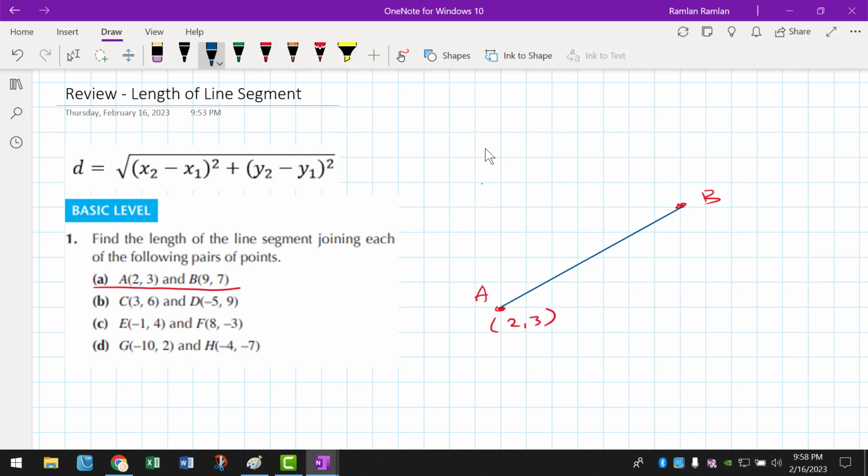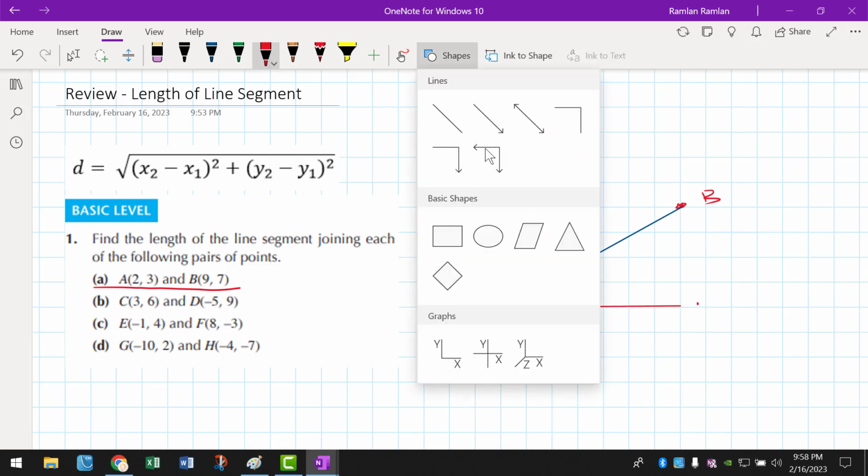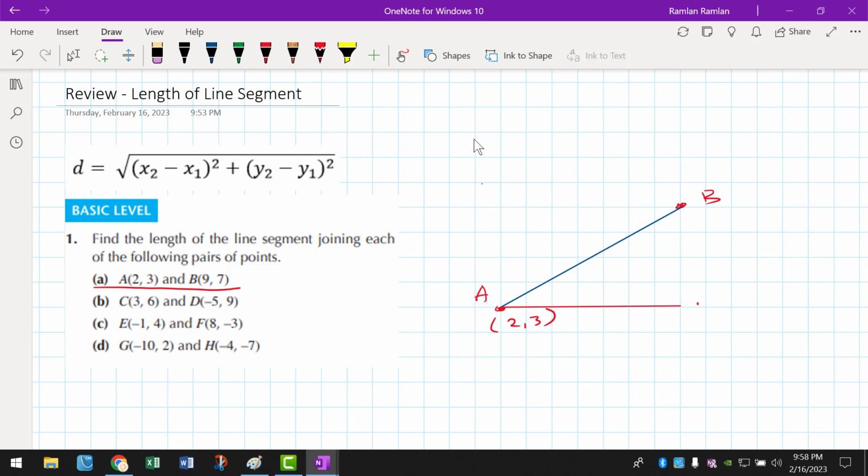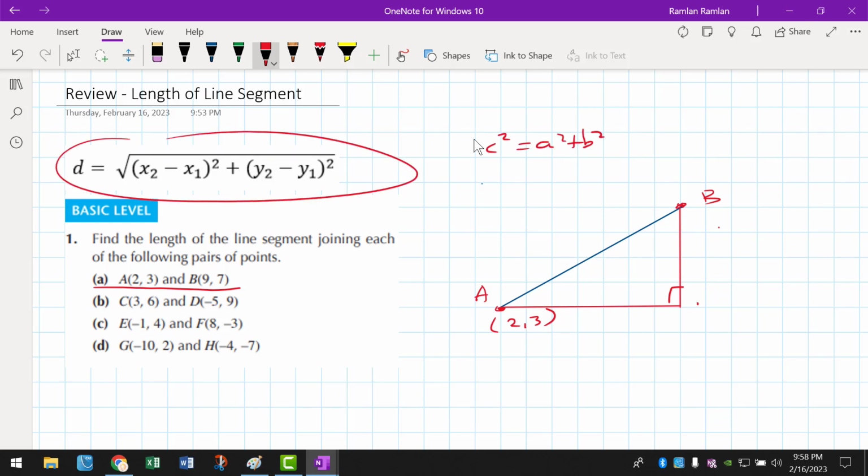Basically, guys, if you understand the Pythagoras formula, it's going to be easy, because we can actually draw a right angle triangle from here. I can go here, and then I can go here. See, this is a right angle triangle. So you can actually use c squared equals a squared plus b squared. Basically, this formula comes from here. But yeah, let's just use the formula for this one.